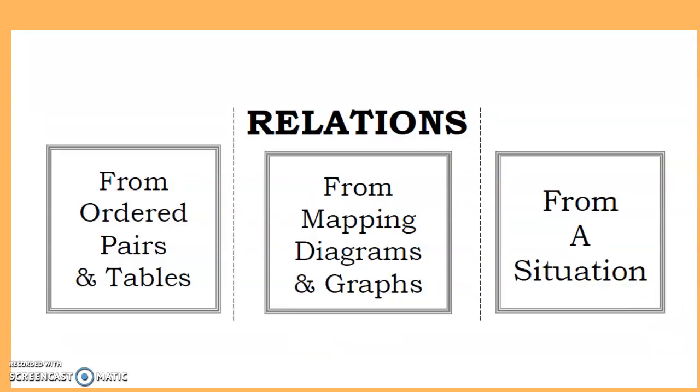In class, we are completing a foldable. However, I knew most of you would not be able to print it out, so I recommend that you take notes. These are the section titles that you could label it: ordered pairs and tables, mapping diagrams and graphs, and from a situation. If you wanted to, you could make your own graphic organizer in your notebook labeled this way. If so, pause your screen now.